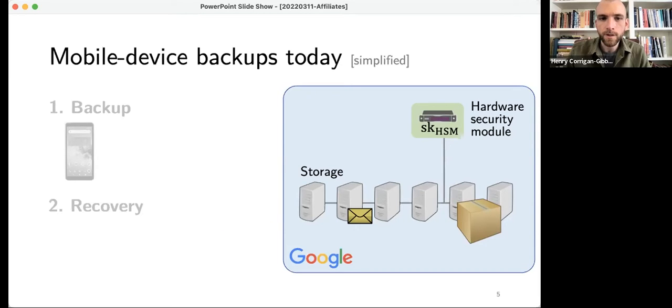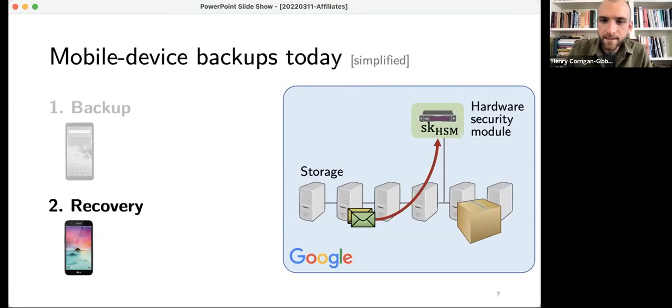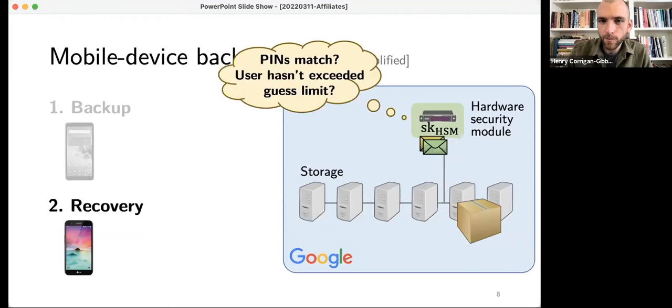So later on, when the user, say, loses their device and they want to recover their backup on a new device, what they do is they send an encryption of their PIN, so the same PIN that they used during backup, to the data center. The data center gives this encrypted PIN to the hardware security device, and the hardware security device can check that the PIN used during backup and the PIN used during recovery are actually the same PIN.